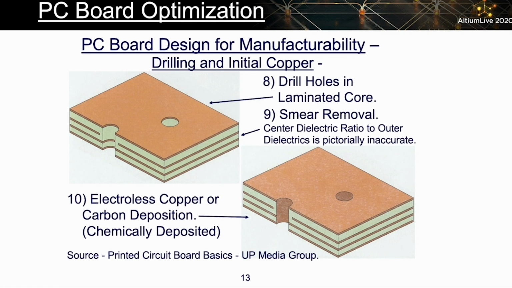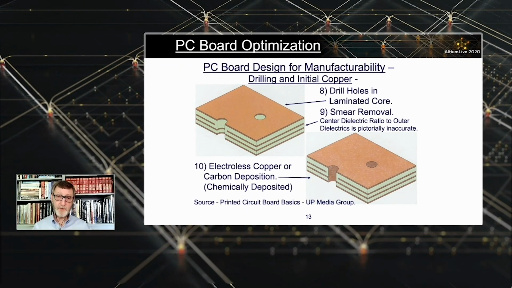A micron is a millionth of a meter. I couldn't think of the right way to say it. It's a millionth of a meter, so it's really thin. A thousandth of an inch is 25 microns, to give you another perspective.